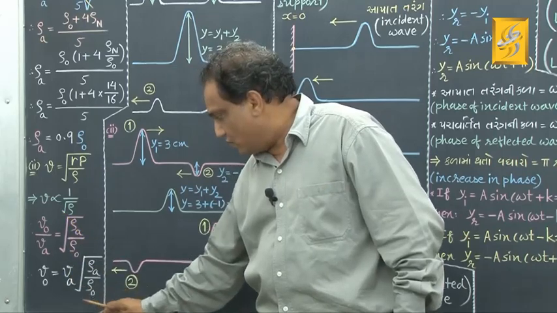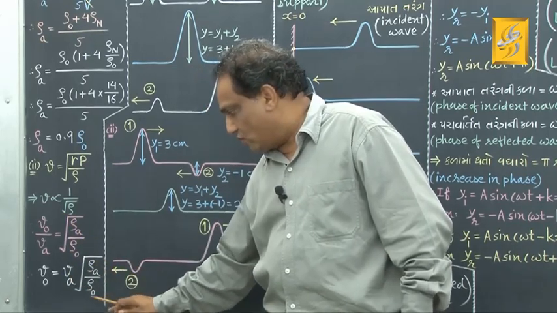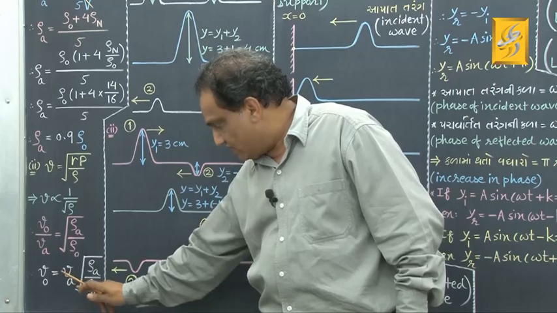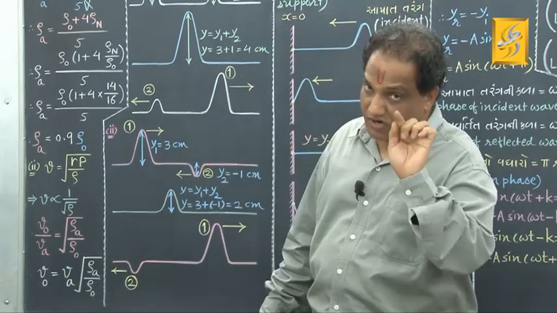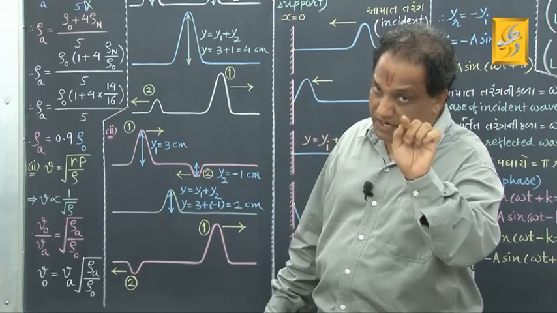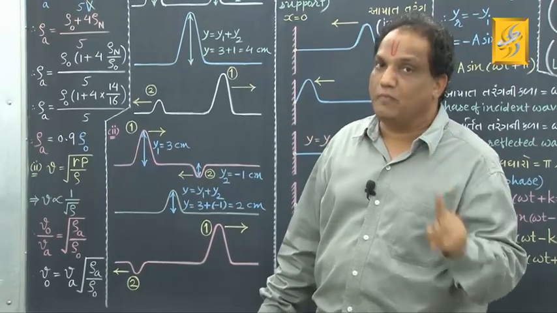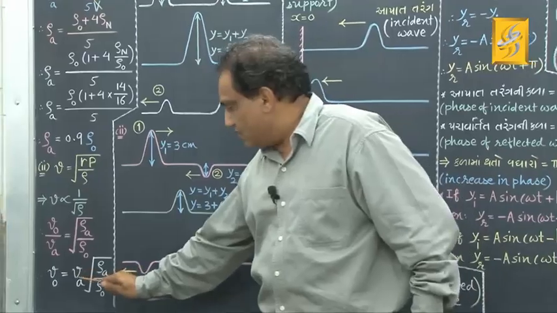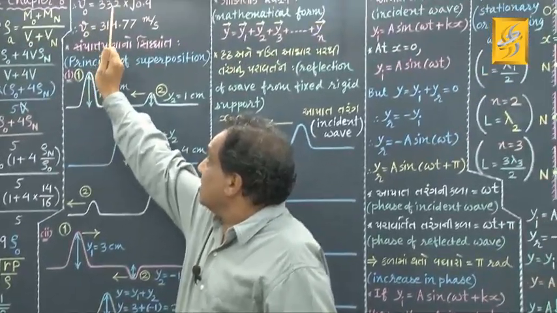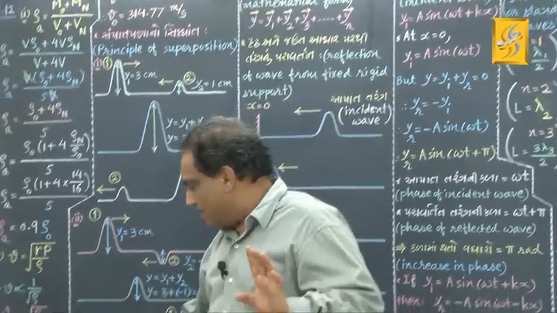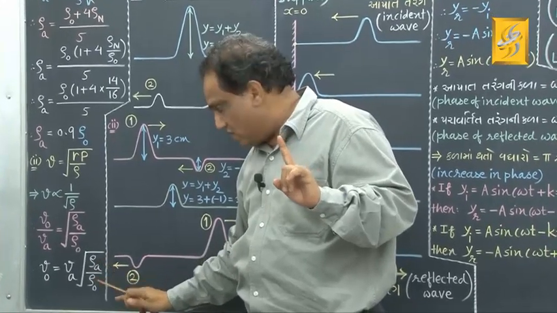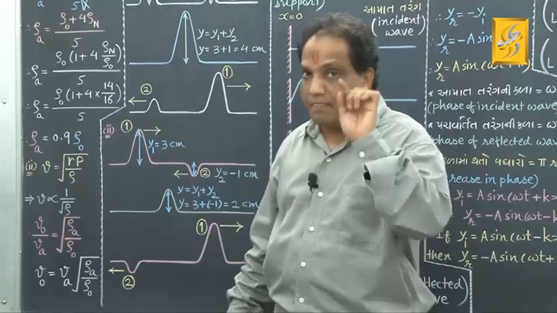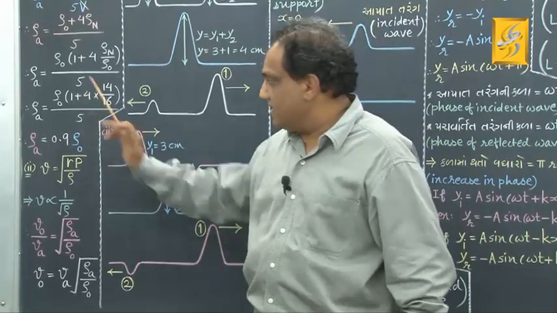So it is VA into under root of rho A upon rho O. Correct? What is VA? Velocity of sound in dry air, they have given in the statement: 332 meter per second. So this value is 332 meter per second multiplied by square root of ratio of density of dry air to density of oxygen. That ratio we can find out from here.